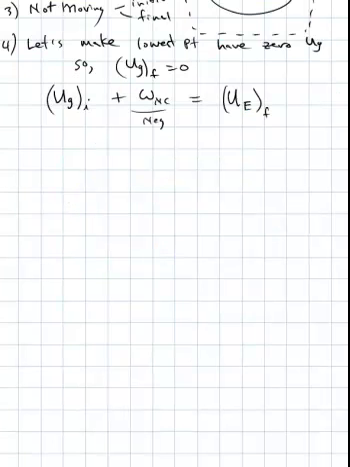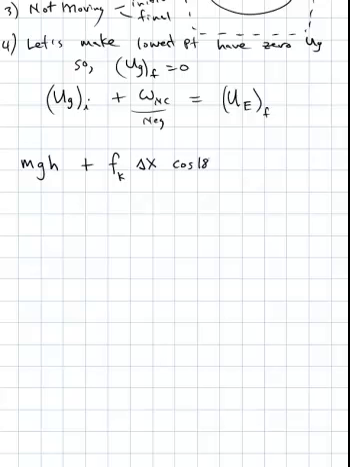So our gravitational energy is mgh. Work done by non-conservative forces, we've got the friction force times the distance times the cosine of the angle between them, which is 180 degrees because delta x is down the incline, the friction force is up the incline, and that's where our negative sign comes from. And our elastic potential energy, 1/2 k x squared, or I'm calling it delta x in this case.